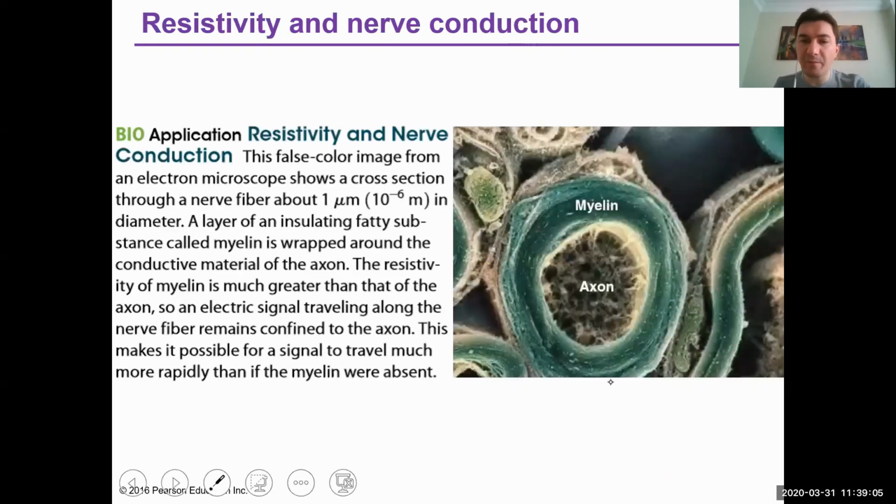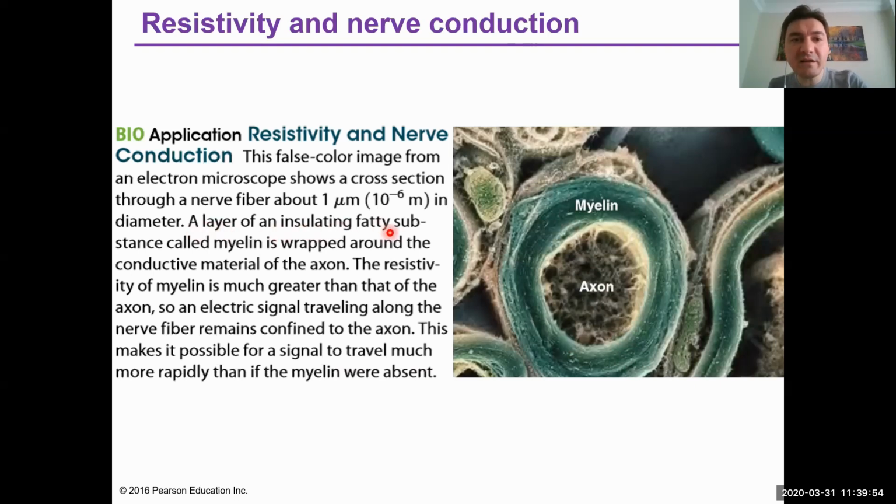So here we have another application, a biological application, resistivity and nerve conduction. This is an image from an electron microscope, showing a cross-section through a nerve fiber. So let's consider that this is the nerve fiber. You can consider it goes from that region to another region, a very long one. And now we are looking from the cross-section. So in the cross-section of the nerve fiber, we have the axon in the center, and we have myelin around the axon. A nerve fiber is about 1 micron in diameter.